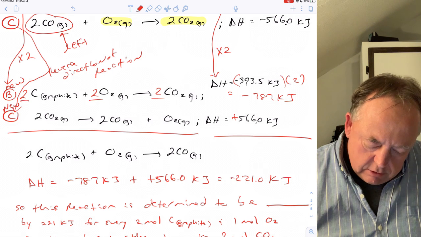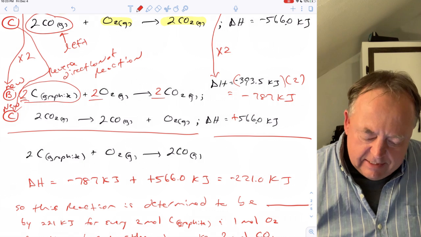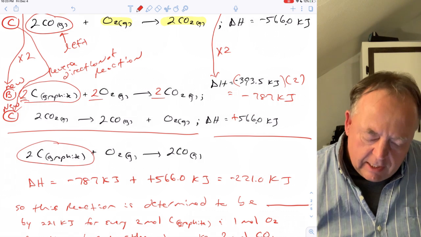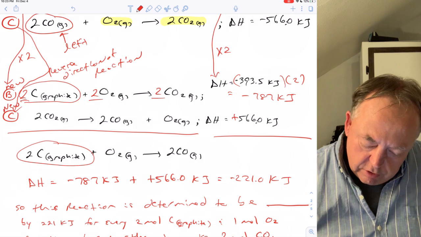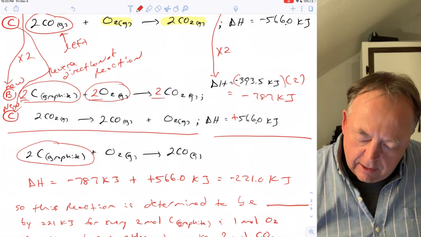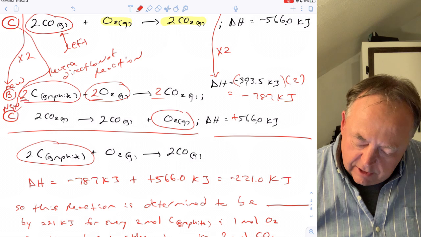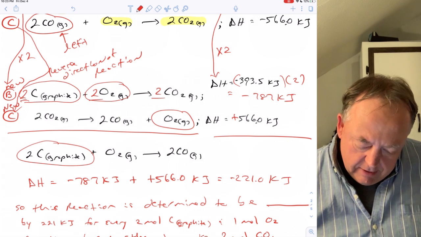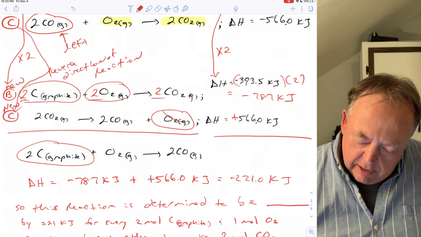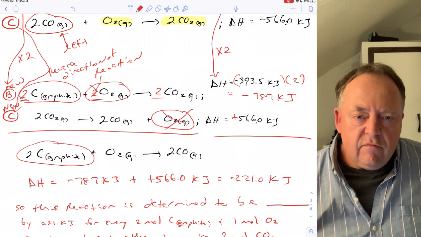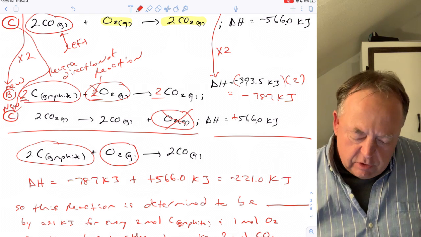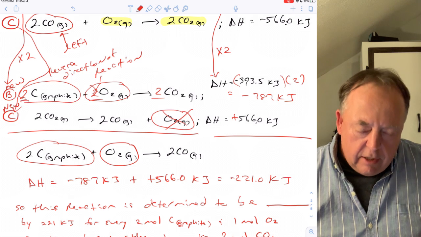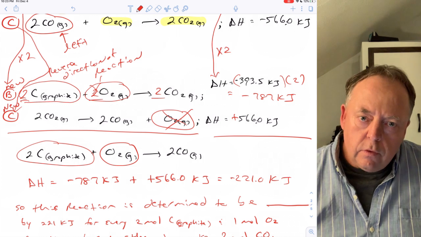There are two graphite here in B, but there's no graphite in C, so the graphite stays. Nothing happens to the graphite. There are two O2s on the left of this arrow, and on the right of this arrow in the B, there's one O2. So one of those can cancel, and then there would be one of these left. So that's where we get this O2 from. Anything on the right of the arrow that's not canceled out between B and C will stay in the new reaction.